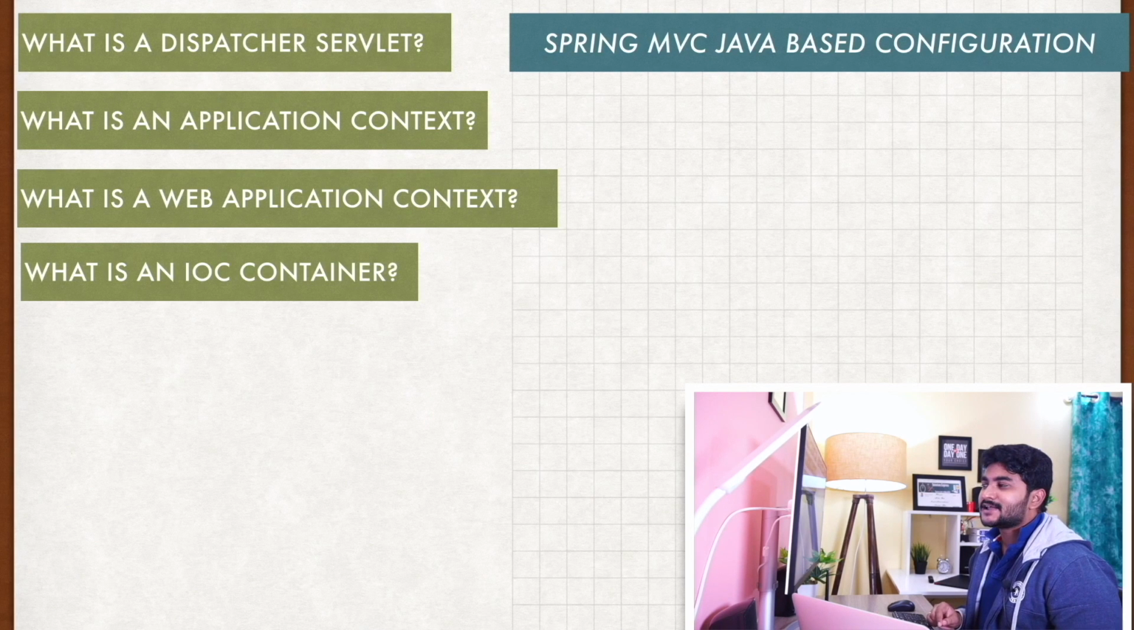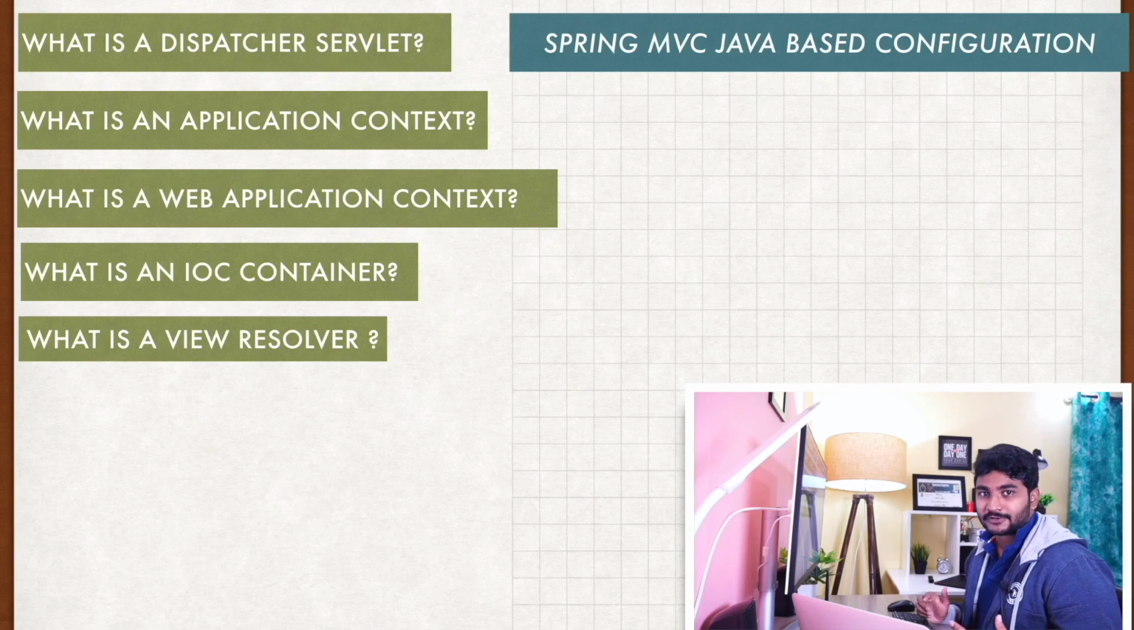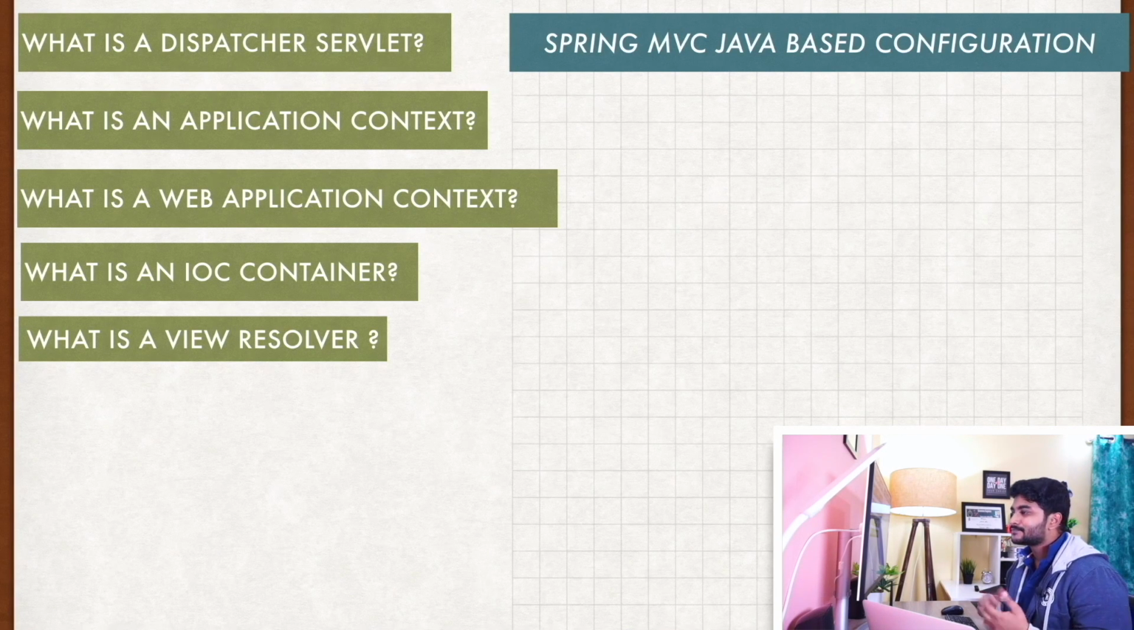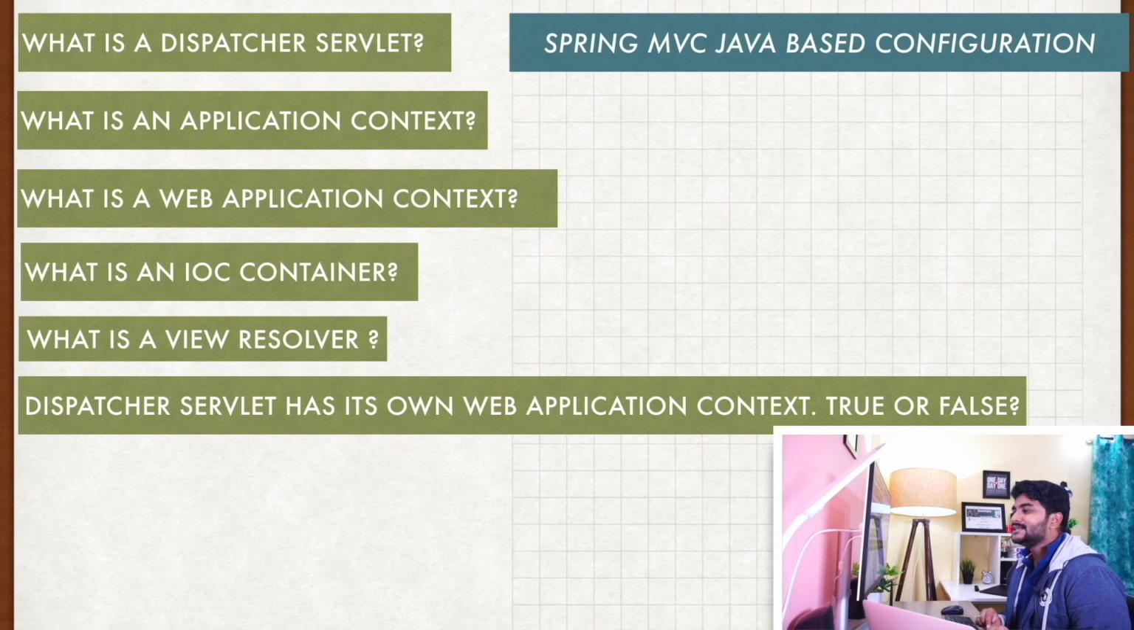The next question, what is an IOC container? Pretty simple. The next question is, what is a view resolver? If you already followed all these videos, or if you already worked on Spring MVC, this is a pretty simple question for you, isn't it? View resolver. The next question, dispatcher servlet has its own web application context. It's a statement. This statement is true or false. Pause this video for a moment and think about it.